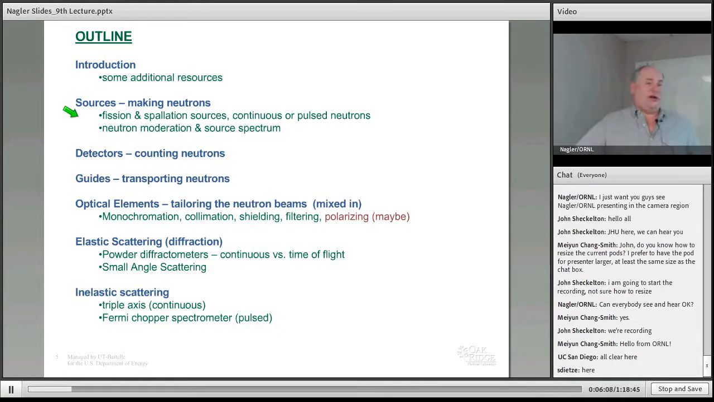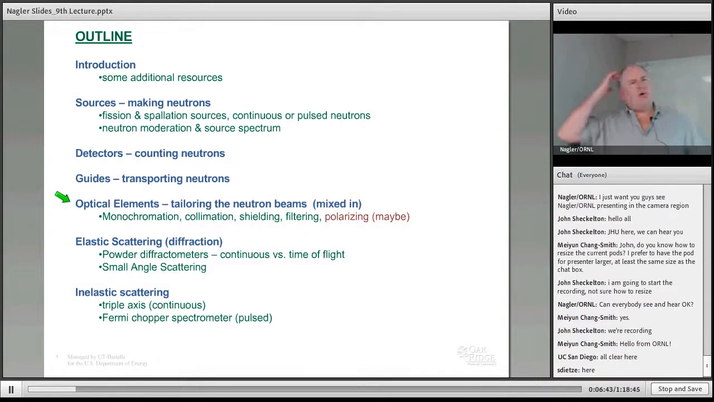Then I'll go in some kind of crude order. We'll talk a little bit about how we make the neutrons that we need to use, and how we detect the neutrons, because making the neutrons and measuring them is no good unless we actually detect them. I'll talk a little bit about how we transport neutrons, get them from A to B. Some about optical elements that we use to make the monochromatic neutron beams, often that we want: monochromators, collimators, a little bit about shielding, a little bit about neutron filters, not necessarily today.